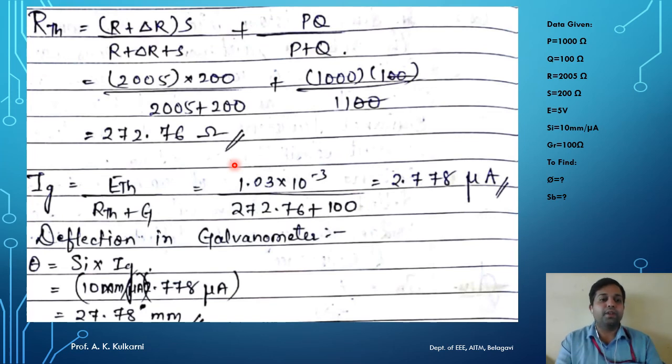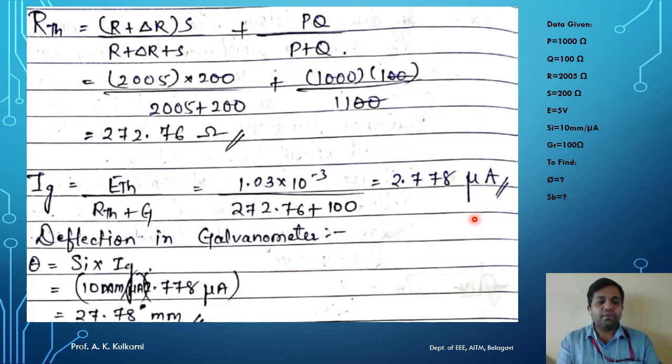As we know, our ultimate aim is to find the current flowing through the galvanometer. The formula is Ig equal to the Thevenin's voltage divided by the Thevenin's resistance plus the resistance of the galvanometer. The resistance of the galvanometer is already given in our problem set as 100 ohm. We already found the Thevenin's voltage and Thevenin's resistance, so simply substitute in this formula. We get around 2.778 microampere.